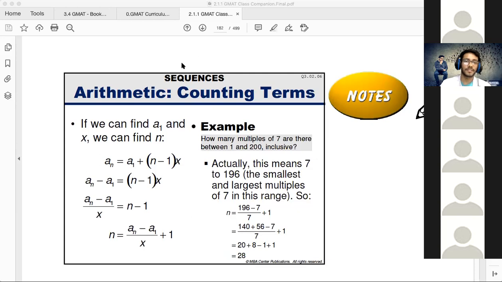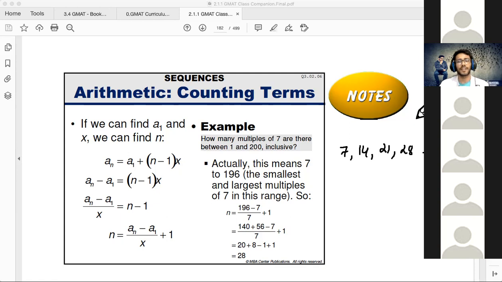How will we calculate the series? How many multiples of 7 are there between 1 and 200? Inclusive means both are included. Exclusive means both are excluded. Inclusive. So the first number which is a multiple of 7 is 7. Then the next is 14, next 21, and so on. Which is the last number?